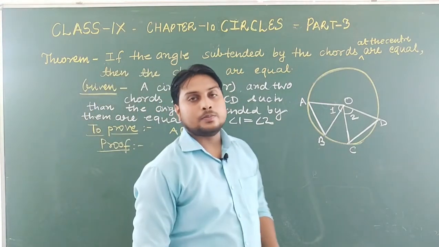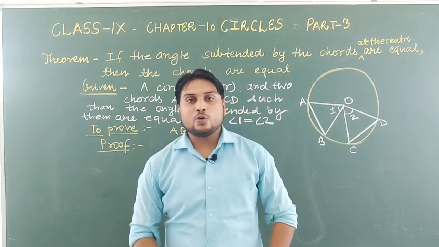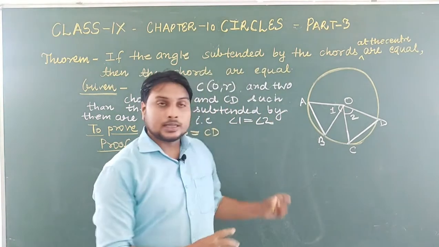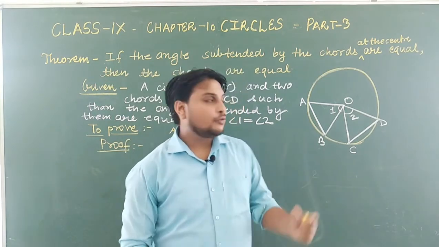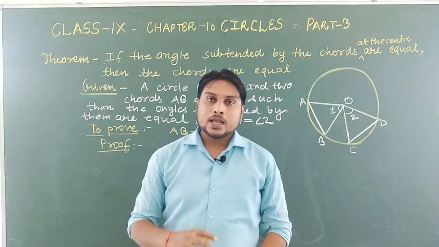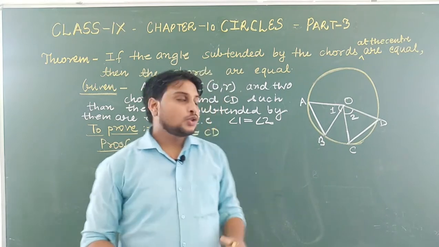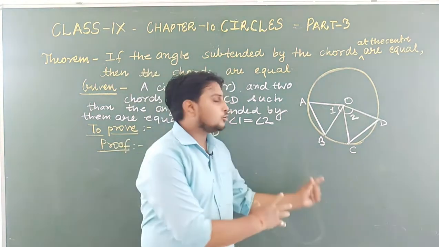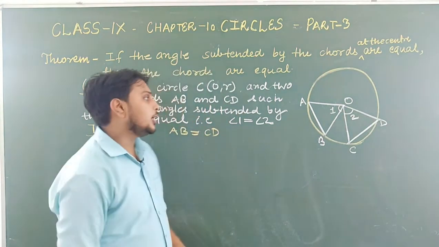How will we prove this theorem? Students, as I have told you in the last theorem of this video, if somehow we prove that these two triangles are equal, then their corresponding parts should also be equal. Okay, so this concept we will use. Somehow we are going to prove that these two triangles are congruent. Now, by which criteria can we prove it? Let us see, students.